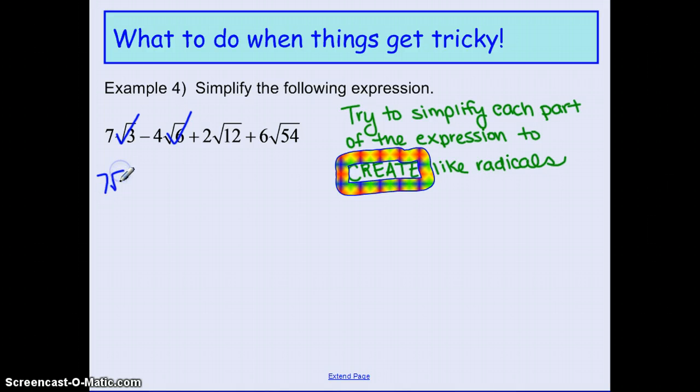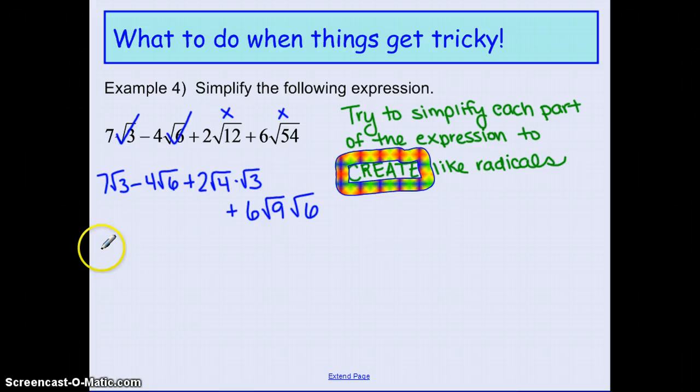So I'm just going to rewrite 7 radical 3 minus 4 radical 6 down here. And then this 2 radical 12, I think that you probably are thinking to yourself, oh, we can break that up. We can break that up into the square root of 4 times the square root of 3, which could give us some simplifying possibilities. And then that 6 radical 54, I'm just going to write another little line down here. That might be a little bit harder, but if you think of perfect square factors of 54, you might remember that radical 54 is the same thing as the square root of 9 times the square root of 6.